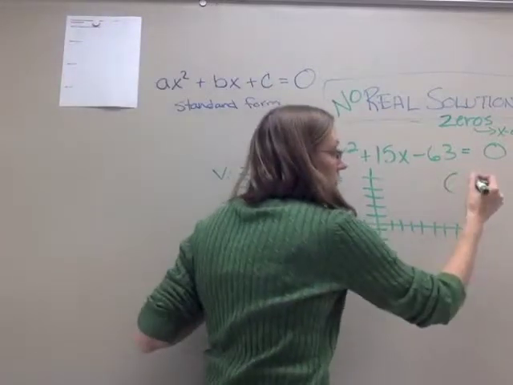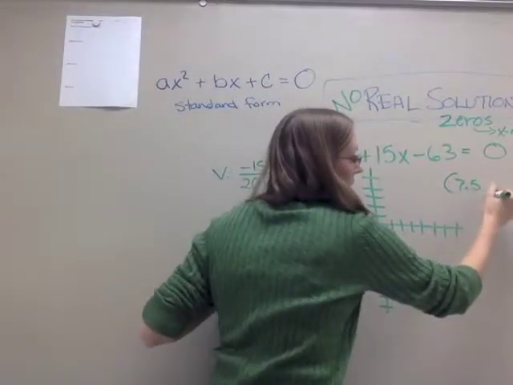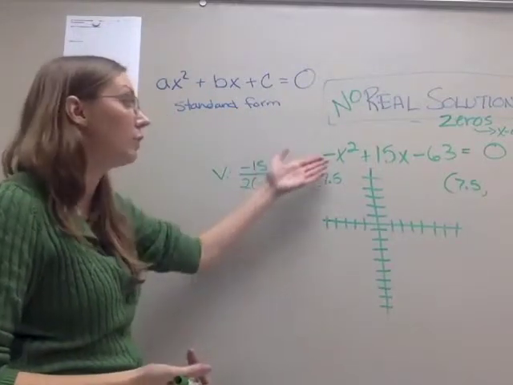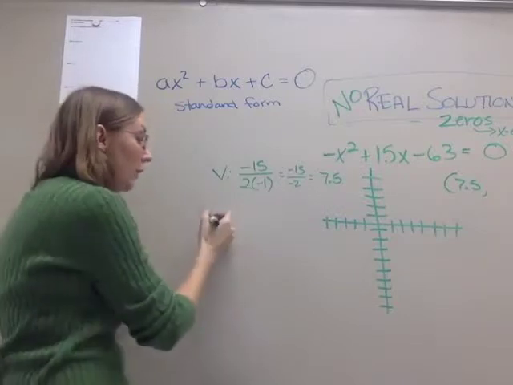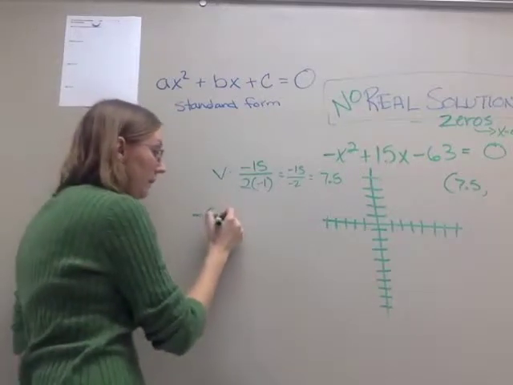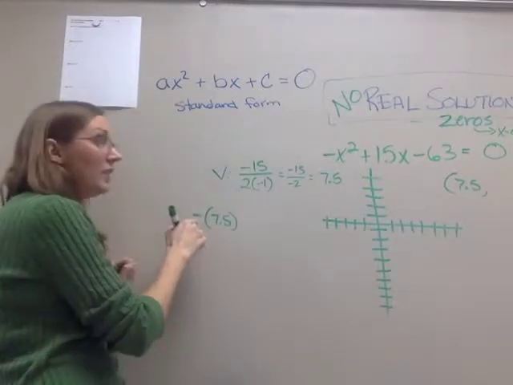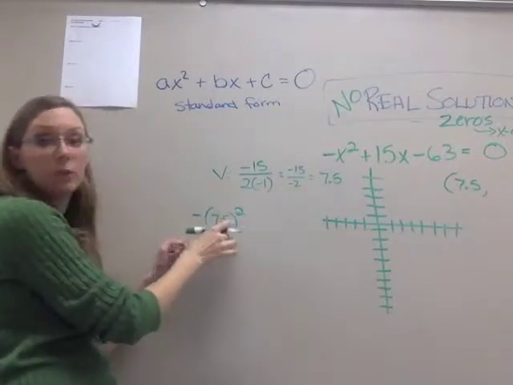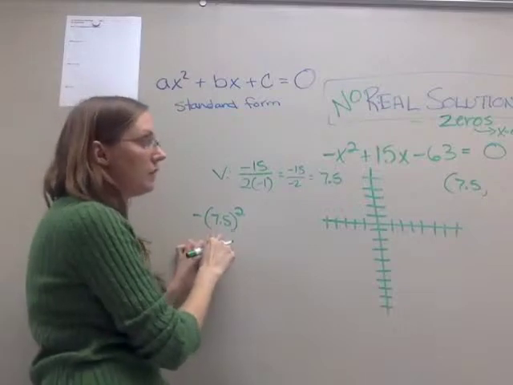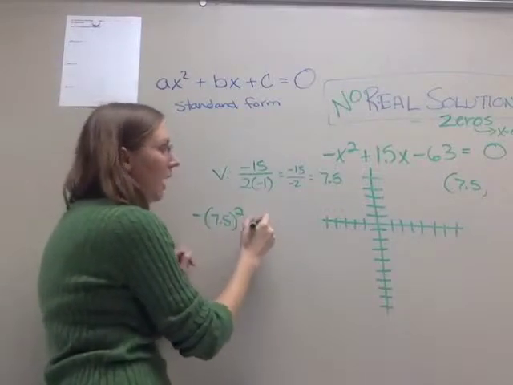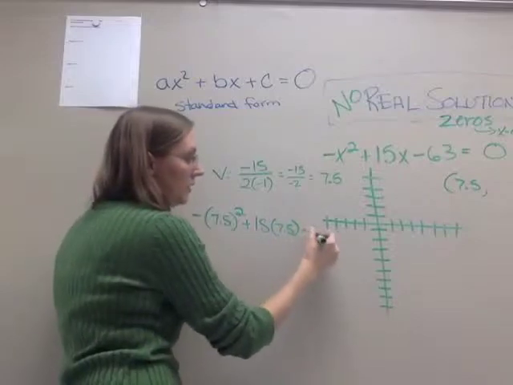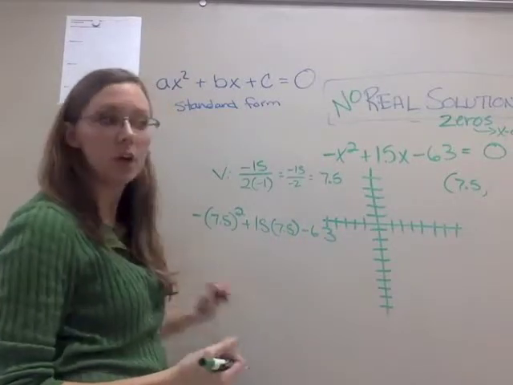So the first coordinate is 7.5. Now this is going to require a little bit more work to go through and solve this. So I'm going to plug in my 7.5, remembering that this negative here is outside the parentheses, so it is not part of what is being squared. So negative 7.5 squared plus 15 times 7.5 minus 63. Now I'm going to start simplifying this.